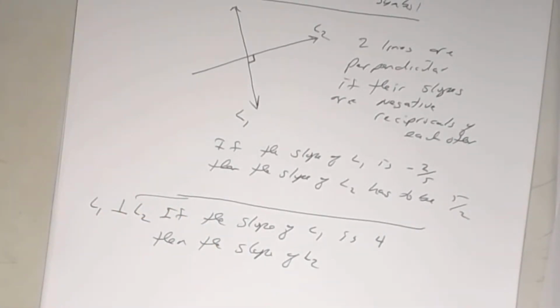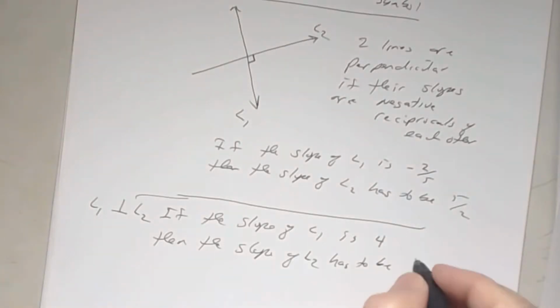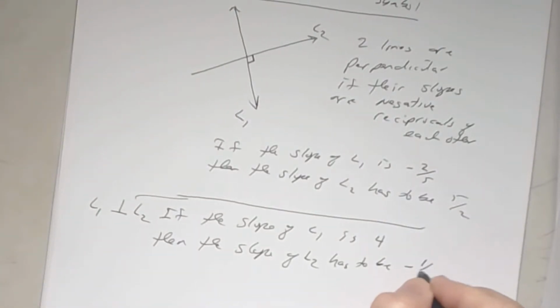So you're told they're perpendicular now. So if the slope of L1's 4, then the slope of L2 has to be what? Negative? And what's the reciprocal of 4? 1/4. So good. So what's the slope of L2 then? Negative 1/4. Okay? So you change the sign and you take the reciprocal. That's all that is.